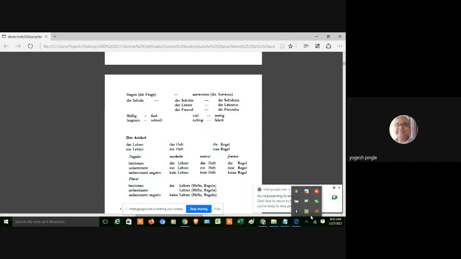Yes, opposites. Let's see how these opposites are there. Fleißig means hard worker, faul means lazy. See, in these particular dialogues, the types of things that we are saying: viel, wenig. Viel means much, and wenig means little. Langsam, slow. Schnell, fast. Richtig.